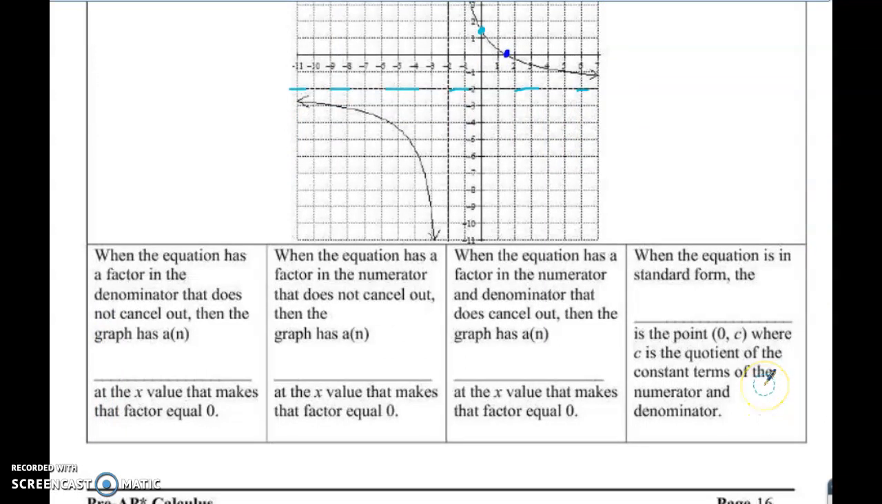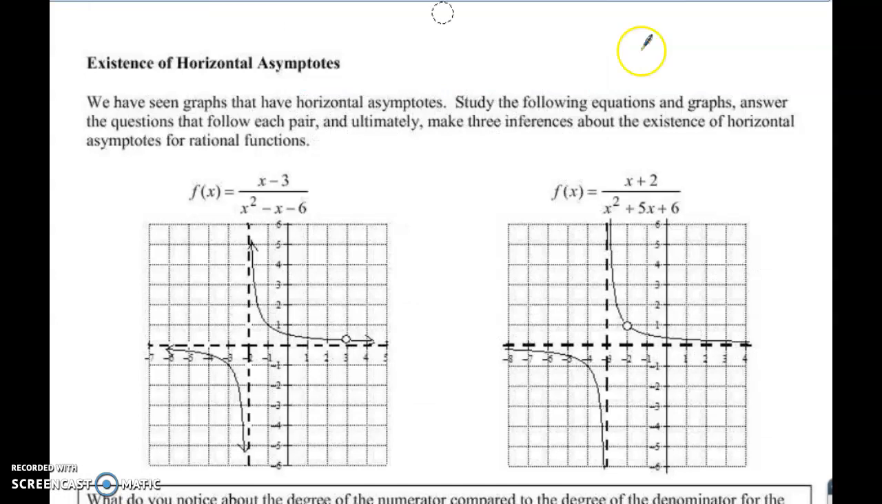Well, let's answer some of these questions just to finish and have good notes. So when the equation has a factor in the denominator that does not cancel, then it has a vertical asymptote when you set that equal to 0. When the equation has a factor in the numerator that does not cancel out, that has an x-intercept. When it does factor out of numerator and denominator, that gives us a hole. We've talked quite extensively about this. And in standard form, that point (0, c), where c is the quotient of the constant terms, is giving us the y-intercept. So if you haven't figured that out by now, there are your key terms, but we're still missing a few things.